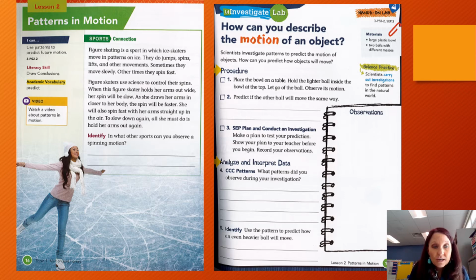And that question here at the bottom is one of the questions that you're going to have to answer either in Schoology or on your worksheet. So think about it. What other sports would you be able to see something spinning?